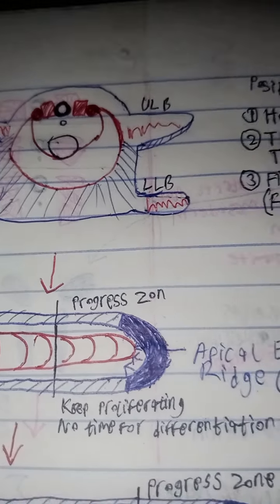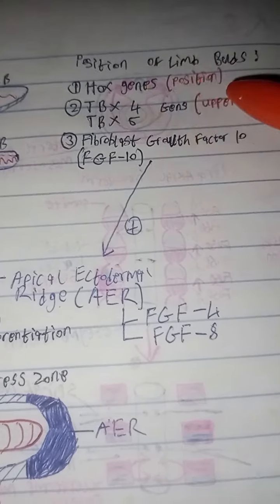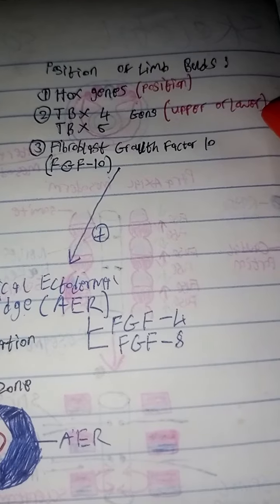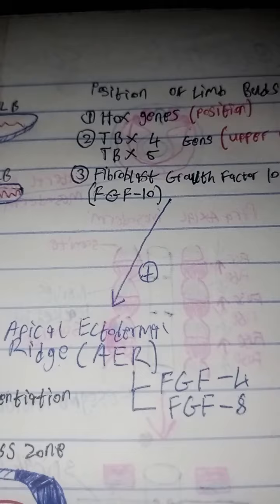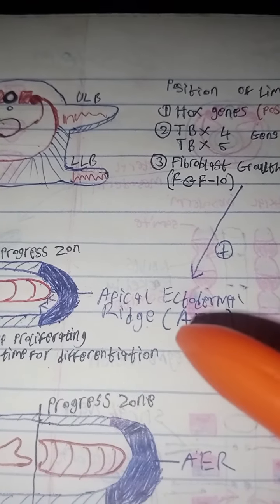upper and lower limbs. So right here, to know position of the limb bones, we need the Hox gene for position. Then the TBX4 and TBX5 gene will tell us whether it's upper or lower limb that is developing in that place. Then also we have the fibroblast growth factor. What that does is to stimulate the development of the apical ectodermal ridge, or AER.